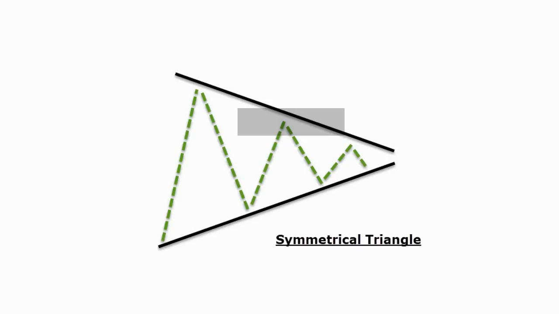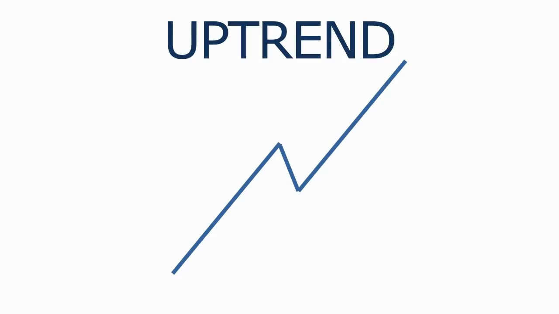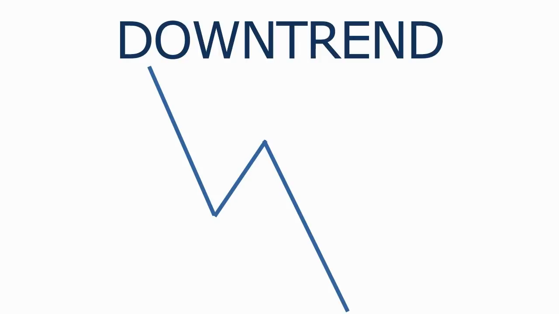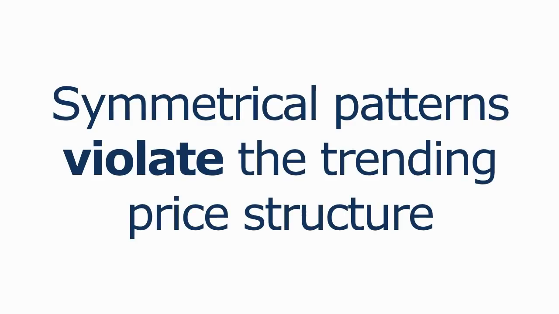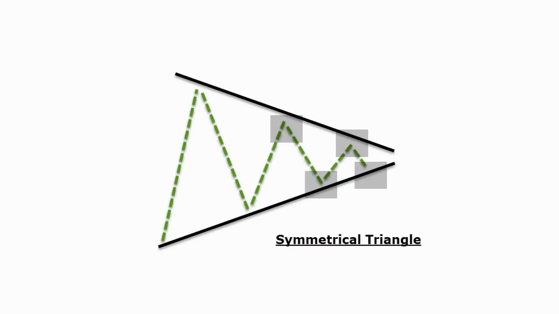Price then puts in a price structure that no longer resembles a trending price structure. When that is uptrends, they are higher highs and higher lows. Downtrends, they're lower highs and lower lows. A symmetrical pattern violates the trending price structure. And I want you to notice as each price swing in the asset meets opposite pressure, the swings will actually decrease in size as price heads toward the apex. And the apex is where the two ends of the trend lines are going to meet.